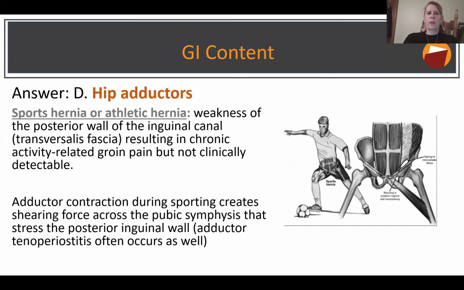So a sports hernia or athletic hernia is weakness of the posterior wall of the inguinal canal, resulting in chronic activity-related groin pain. And adductor contraction, they're using their adductors a lot during sports, starts to create that. It's an overuse type of injury. It creates that shearing force across the pubic symphysis. And as they continue to do that activity and use those adductors, it's going to cause them pain.